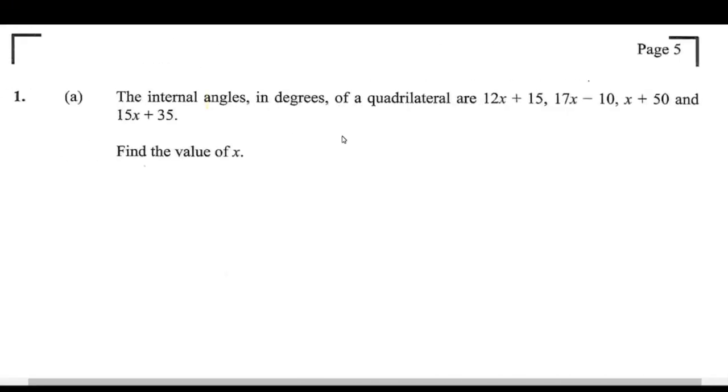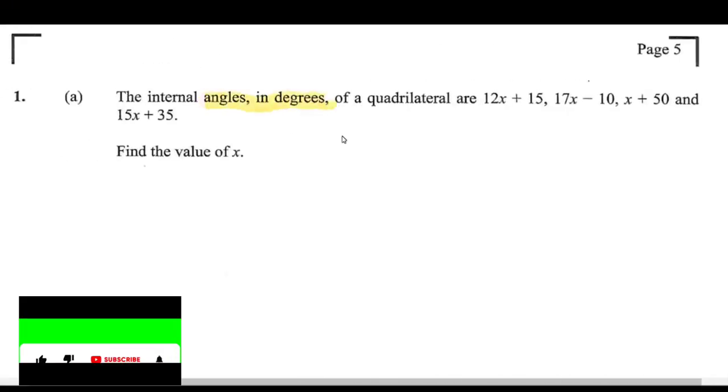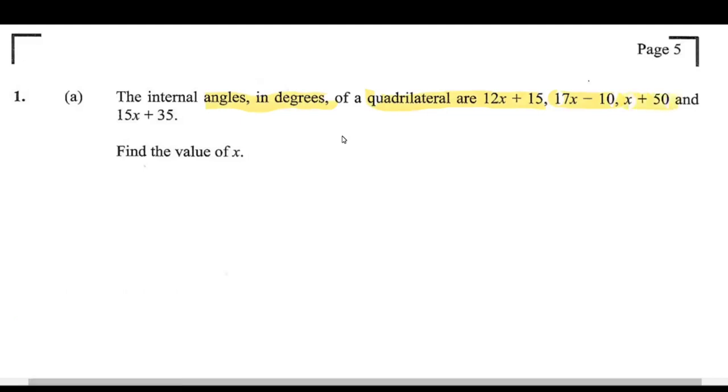So the internal angles in degrees of a quadrilateral are 12x plus 15, 17x minus 10, x plus 50, 15x plus 35. Find the value of x. All right, with this question, the key words here are quadrilateral and internal angles, right?